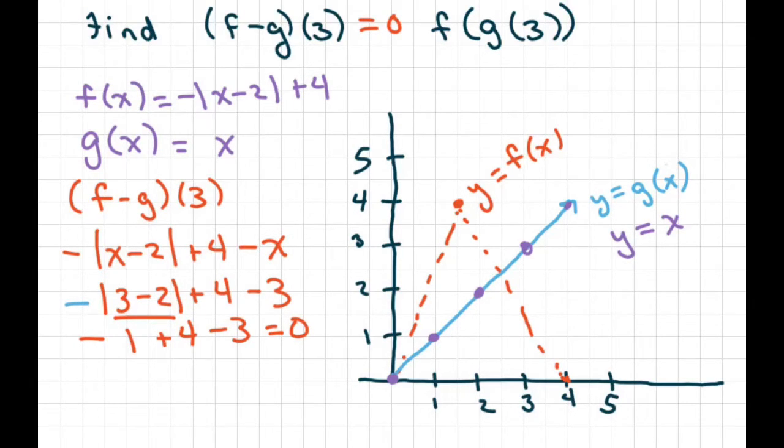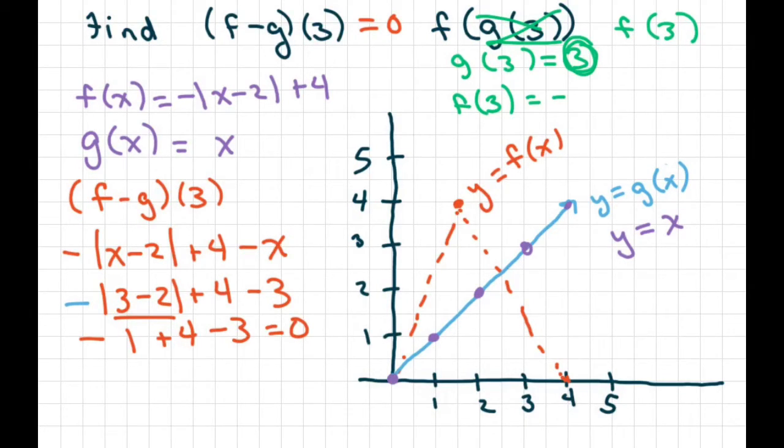Now for this one, we're going to first do g of 3. So when you plug in 3 into this g of x, everywhere there's x, I put 3. So that just equals 3. So if we write f of 3 now, because this whole thing just equals 3, now plug that into your f. So f of 3 is going to be negative absolute value of 3 minus 2, plus 4. This is 1, so you get minus 1 plus 4, and that just equals 3.